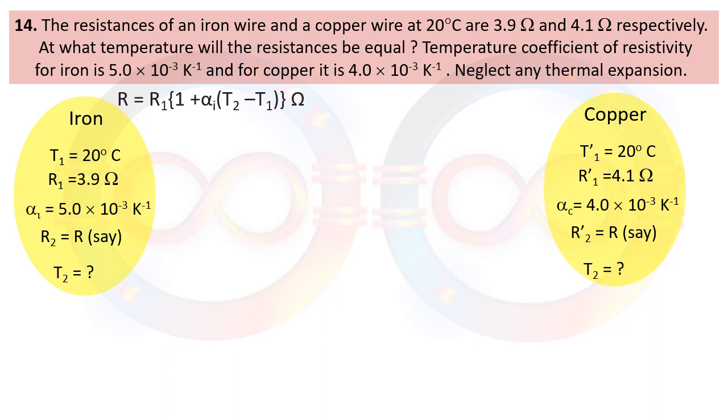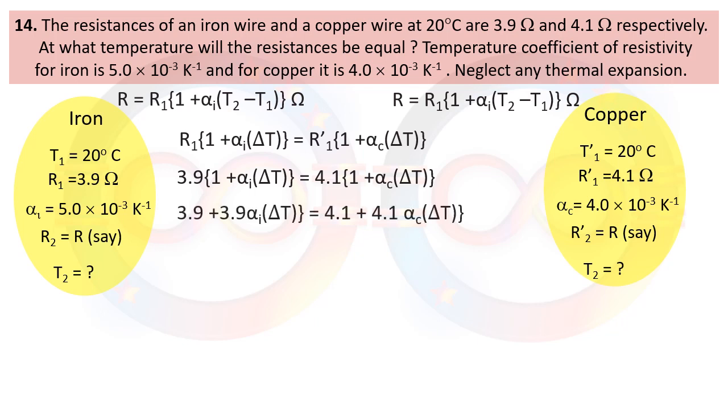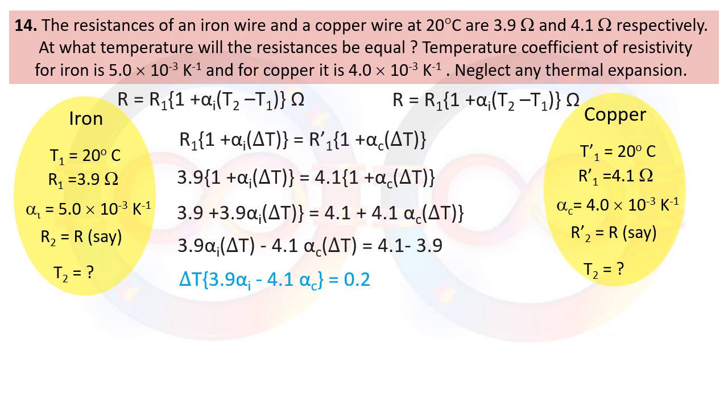is equal to R1 into 1 plus alpha delta T. So for iron we are going to write R is equal to R1 into 1 plus alpha of iron into T2 minus T1. Similarly we are going to write for the copper as well. Because both are same, after a particular temperature T2 we are going to equate them. And R1 value for both are given, so we are going to put the value as well, 3.9 and 4.1. Once we multiply inside, it is 3.9 plus 3.9 alpha iron delta T is equal to 4.1 plus 4.1 alpha C, that is for copper delta T, and then we are taking the 3.9 and 4.1 one side, the difference is coming as 0.2.